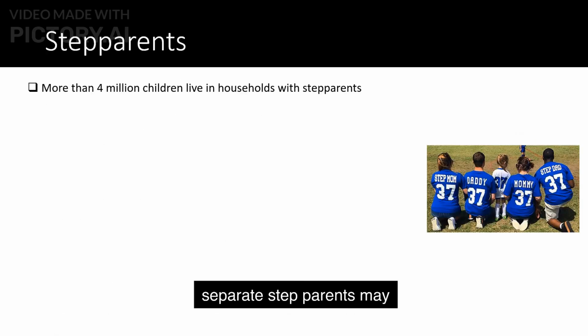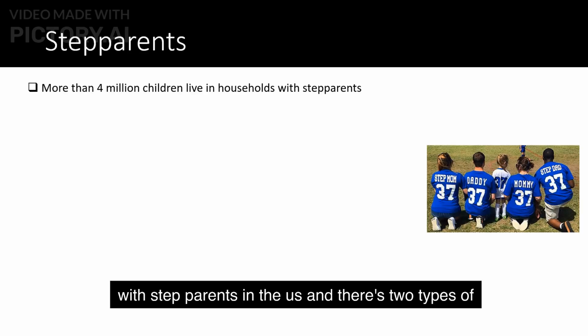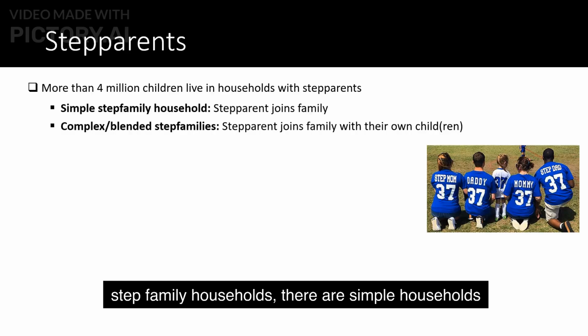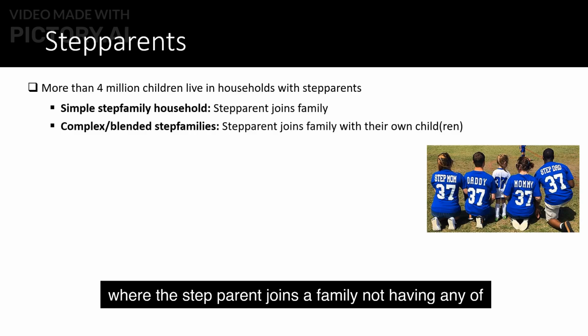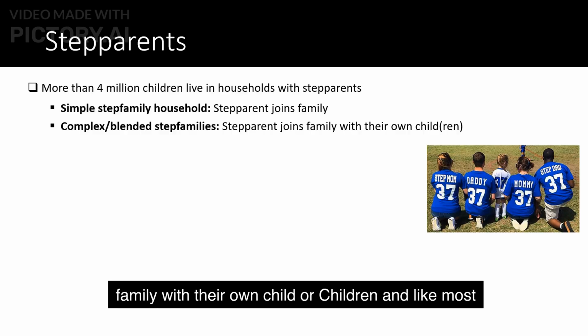When parents do separate, step-parents may eventually enter the child's life. More than 4 million children do live in households with step-parents in the US. And there's two types of step-family households. There are simple households, where the step-parent joins a family not having any of their own children. And then there are complex or blended step-families, where a step-parent joins a family with their own child or children.